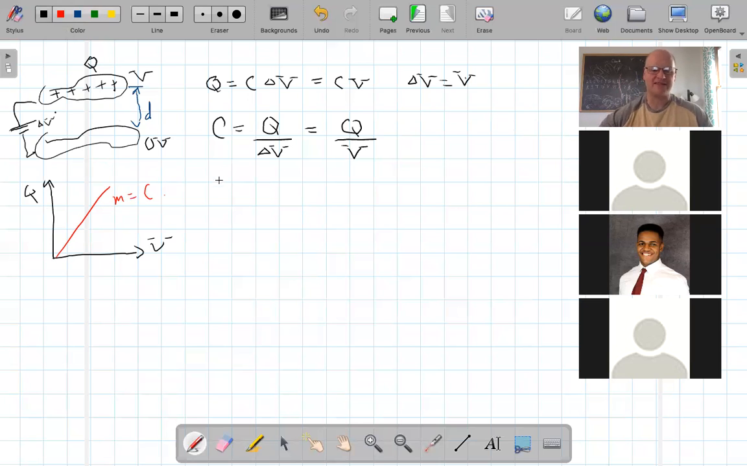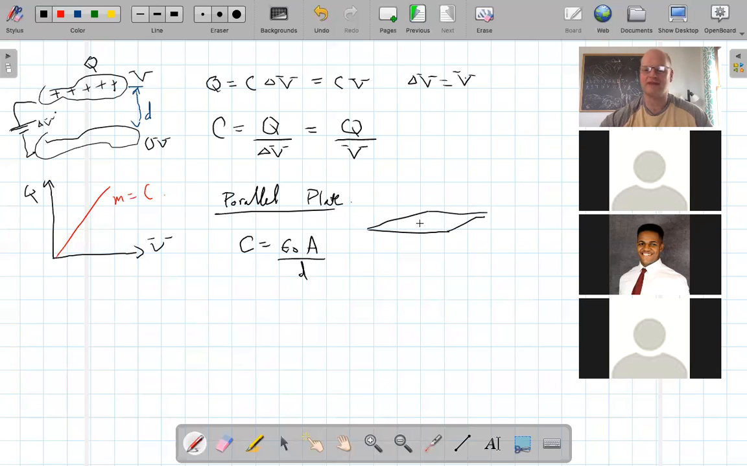One noteworthy capacitance that we found using this was the parallel plate capacitance. If I'm dealing with a parallel plate capacitor, the capacitance is equal to epsilon naught times the area divided by the distance. So this is my capacitance of a parallel plate capacitor separated by distance d. Here are my parallel plates. Each plate has a cross-sectional area of A, and again, these are separated by a distance of d.